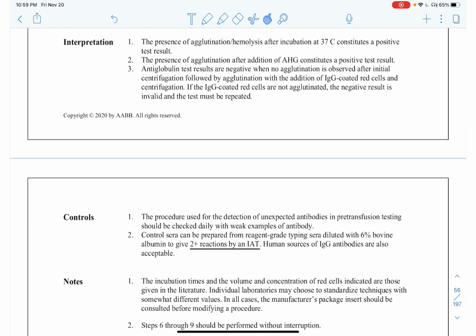one thing about Liss is that we're allowed to spin the test tubes at 37 to observe for hemolysis, which you cannot perform with PEG. And so this is a great method to detect antibodies which may be reacting at 37 degrees Celsius, such as a cold autoantibody. So we typically run cold autoantibodies with Liss. And Liss is also characteristically more sensitive to cold autoantibodies, whereas PEG is more sensitive to warm autoantibodies.